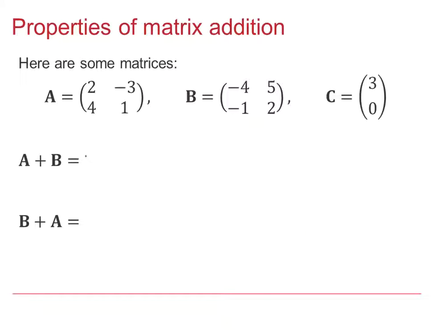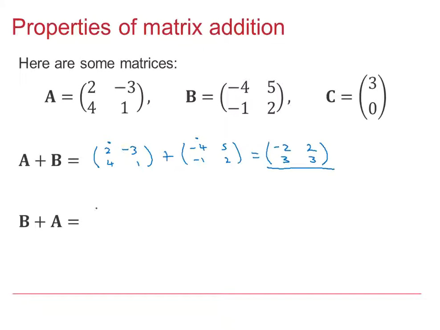If we wanted to do A plus B, we would write matrix A, and we would add on matrix B. And when you're adding matrices, you add the corresponding elements in each matrix. So for example, the first thing we do would be add the 2 to the minus 4. Minus 3 add 5. 4 add minus 1. And 1 add 2. So that is the result for A plus B.